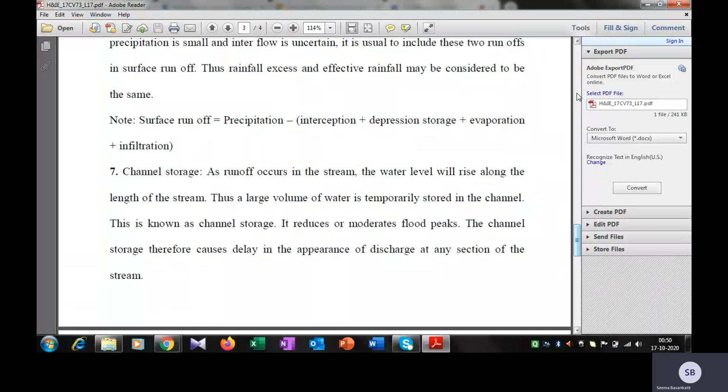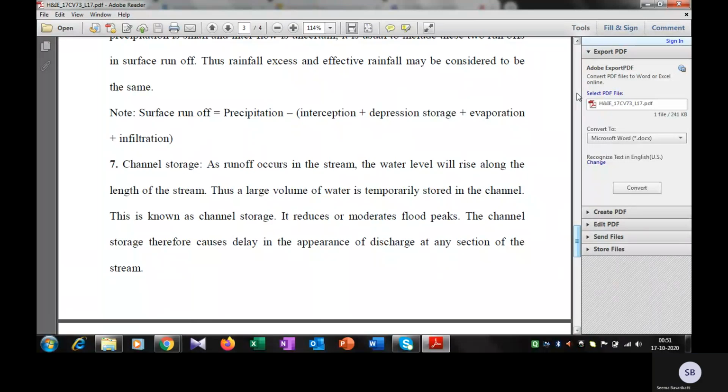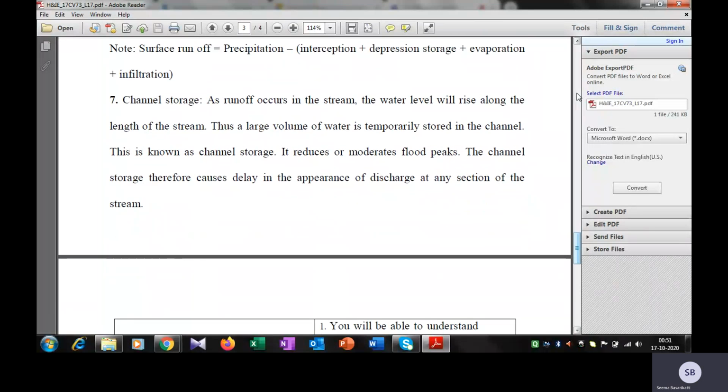As a runoff occurs in the stream, the water level will rise along the length of the stream. Thus, a large volume of water is temporarily stored in the channel. This is known as channel storage. It reduces or moderates flood peaks. The channel storage therefore causes delay in appearance of discharge at any section of the stream.